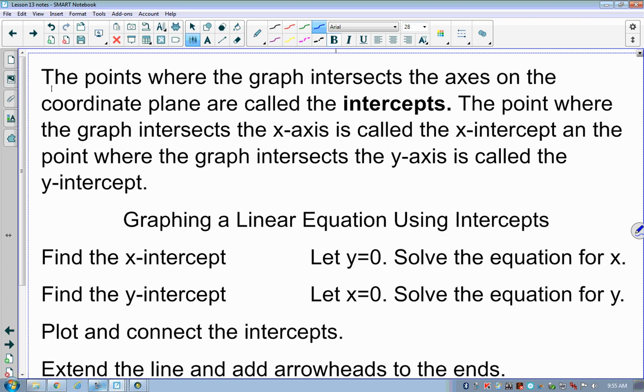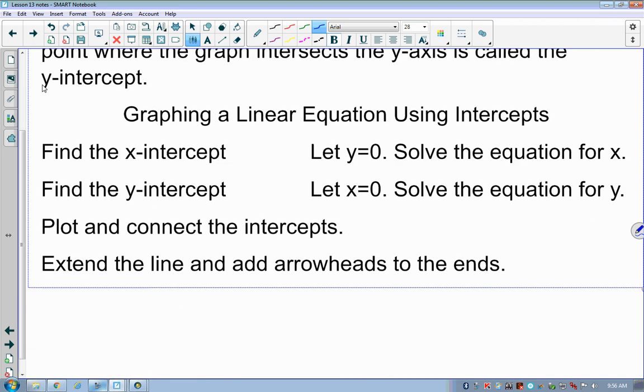All right, so the points where the graph intersects the axis on the coordinate plane are called the intercepts. So we're most familiar with the y-intercept. There's also an x-intercept. The point where the graph intersects the x-axis is my x-intercept. The point where it intersects the y-axis is called the y-intercept. That's the one you're most familiar with using.